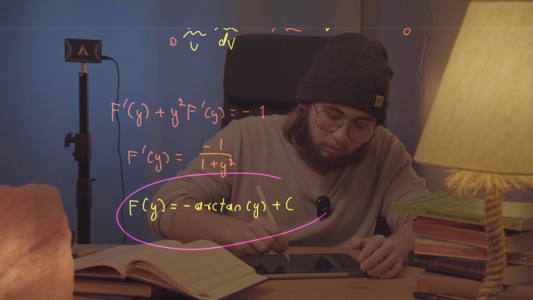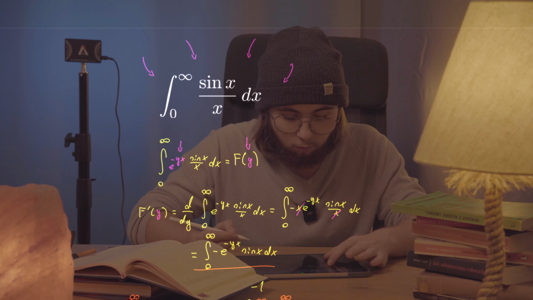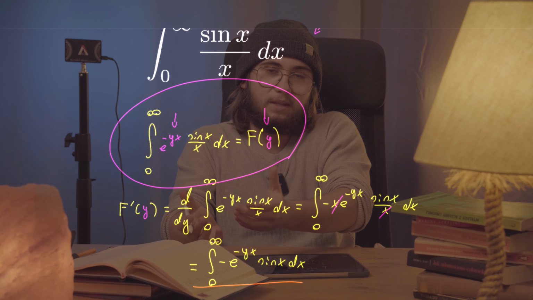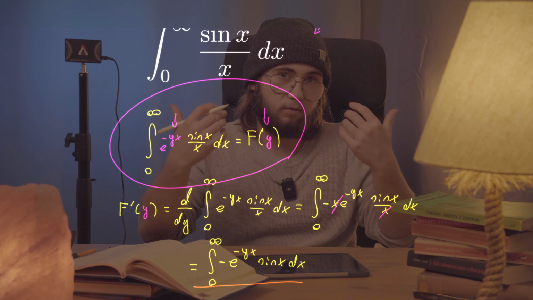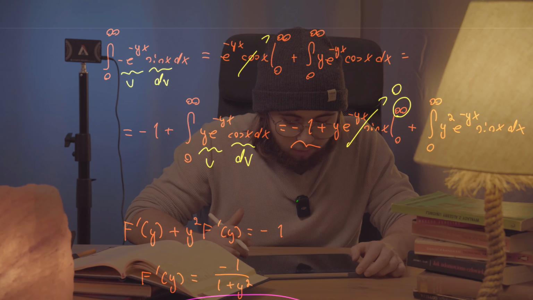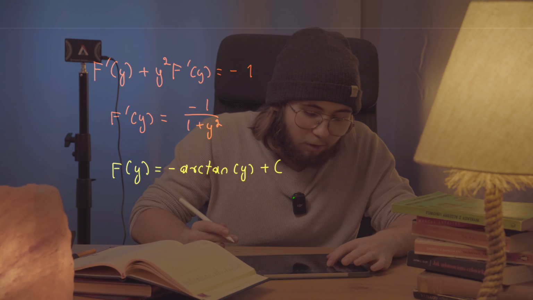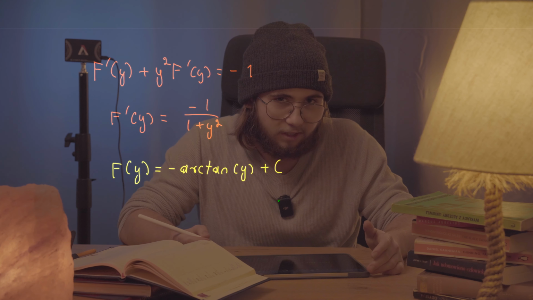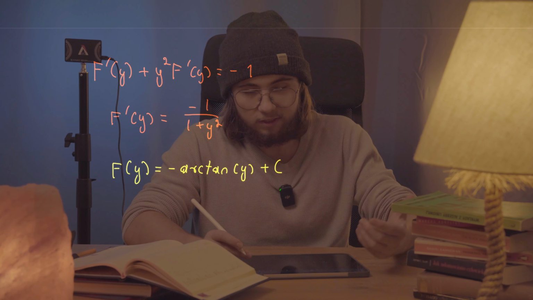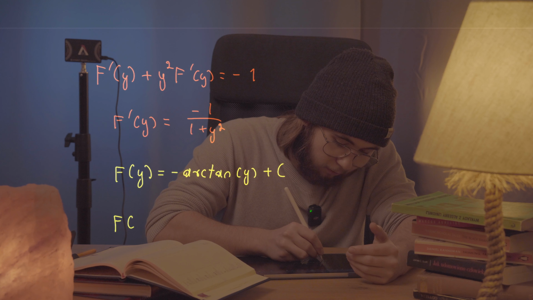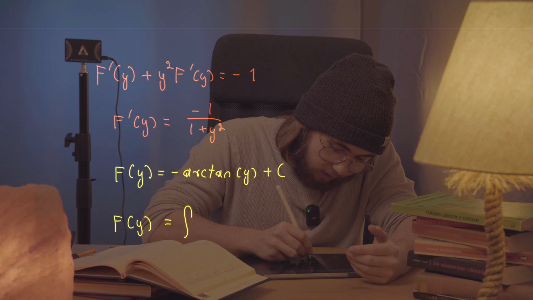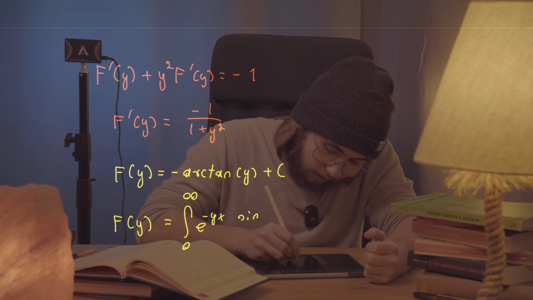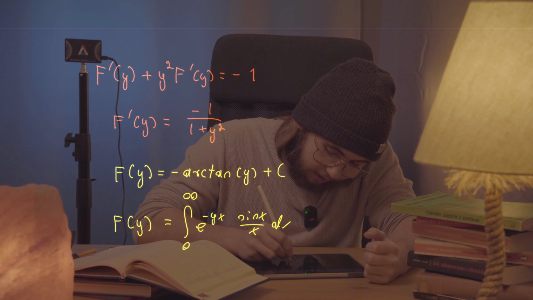That's awesome because we got a second representation for what our f of y is. Remember that we also set f of y equal to that integral, the class of integrals we wanted to evaluate from the very beginning. Now we have no idea what the c is, and it would be nice to calculate it. So how do we do this? Just recall the first definition we gave for f of y, which was the integral from 0 to infinity of e to the negative yx times sine x over x dx.